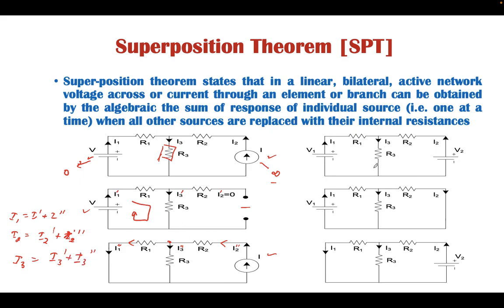Similarly, if you have another network with two sources, and both are voltage sources, then when the first source is considered, the second creates a short circuit. When the second source is considered, the first creates a short circuit. Then, applying any method, we can find I1, I2, and I3.